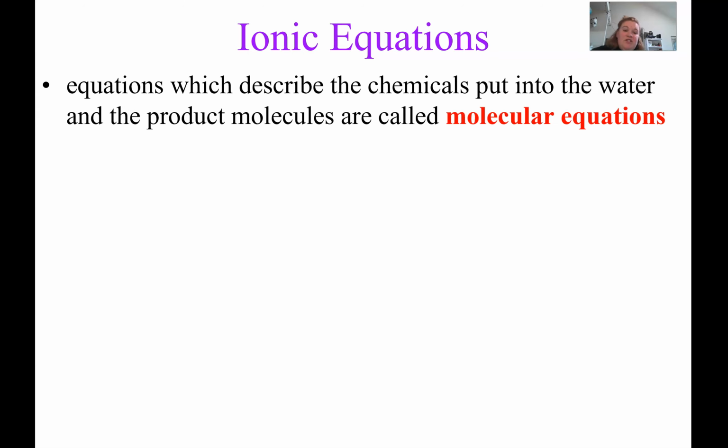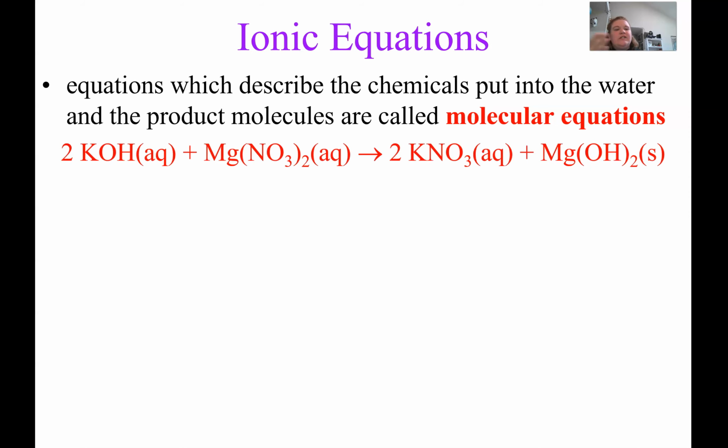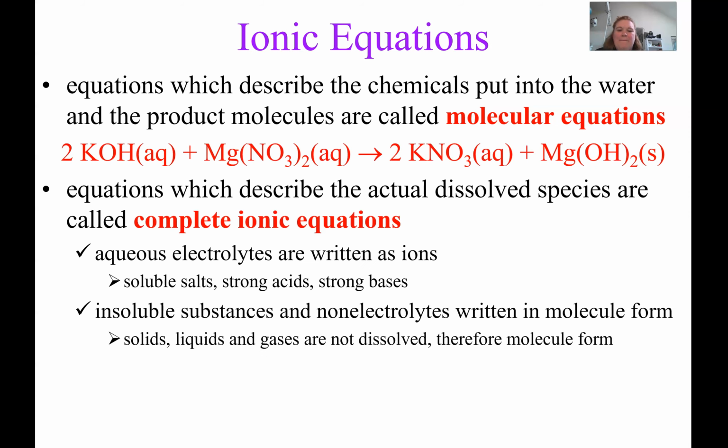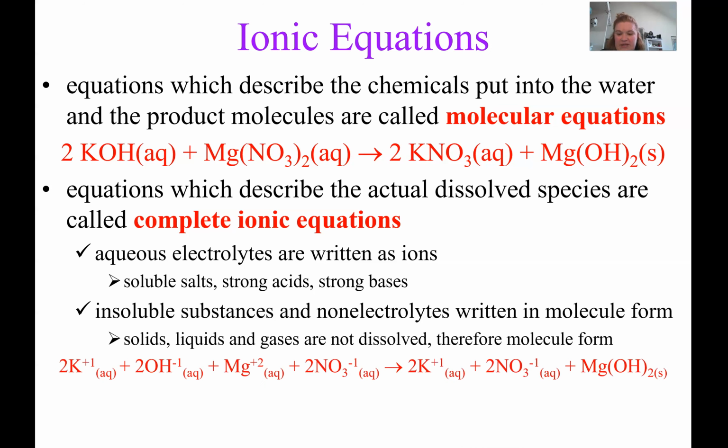Now, the type of equation that we just did is called a molecular equation. All of the chemicals are written as their molecules. For example, this one. This isn't actually the most accurate though, because things that are aqueous actually break apart into ions in water. They are dissociating, they're electrolytes. And so in order to make it a little bit more accurate, we can write out what's called a complete ionic equation. Anything that is aqueous gets written as its ion form.